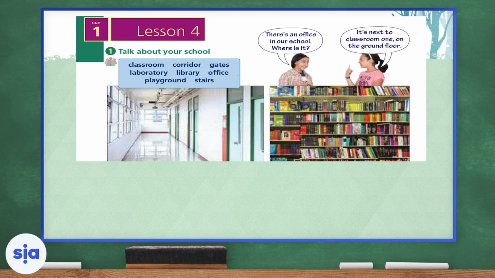Let's read the example on the right-hand side. There's an office in our school. Where is it? It's next to classroom 1 on the ground floor. You can always talk about your school with a partner or with a friend, even on the phone. You can practice talking on the phone with a friend. Let's move on to the next slide.